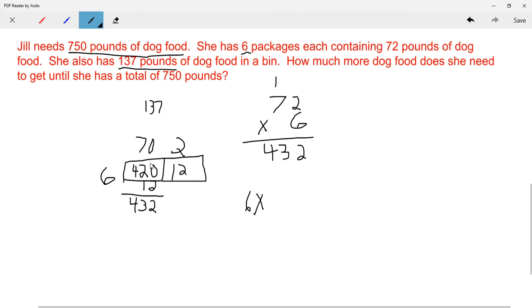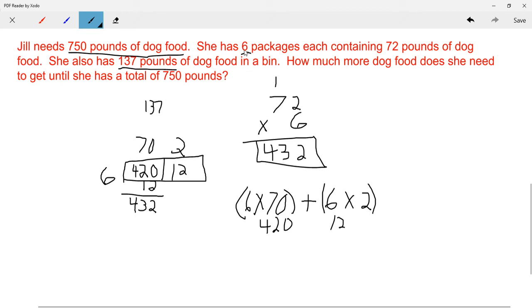And we can also split 72 into 70 and 2, and we can also do partial products. 6 times 70 plus 6 times 2. And as I've said before, this is basically the same method as this. We just write it differently, right? So 6 times 70 is 420. 6 times 2 is 12. We add these up again. It's 432. So, what do we do with this 432?